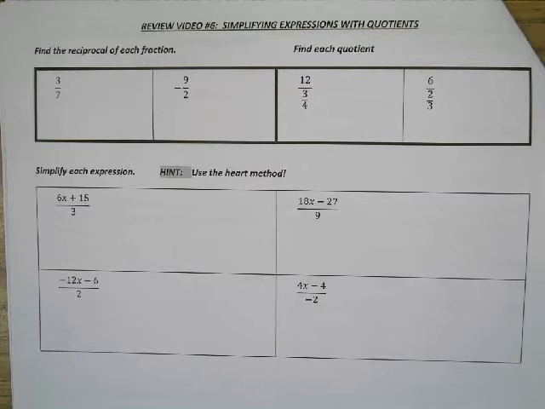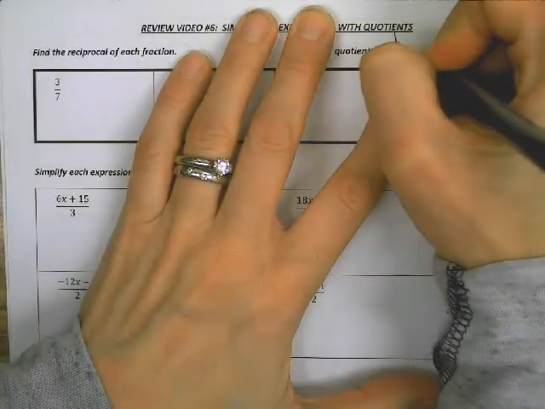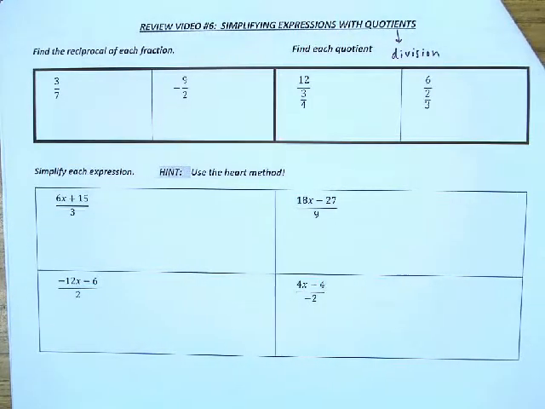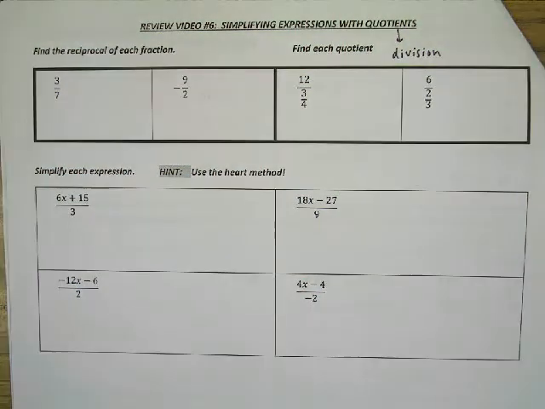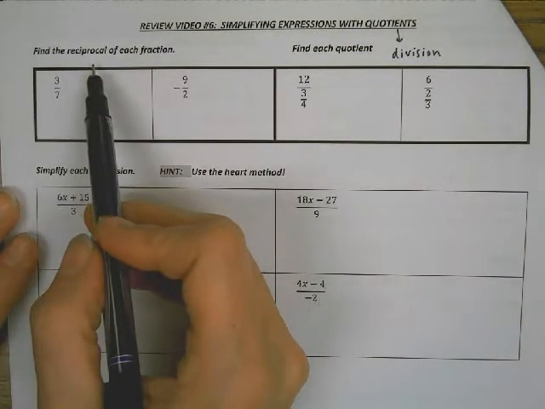And in this video, we're going to do a quick review of simplifying expressions with quotients. Now remember, quotients is just another word for division. So all these problems have to do with division. So the first thing we talked about when we learned this material was the idea of finding the reciprocal of a fraction.